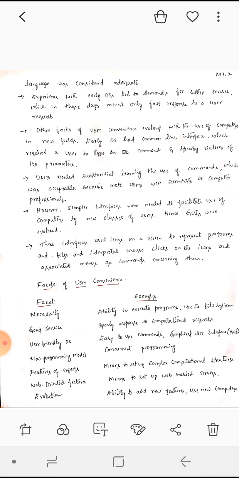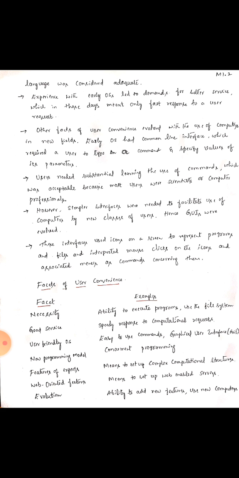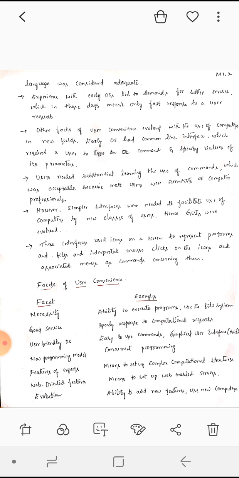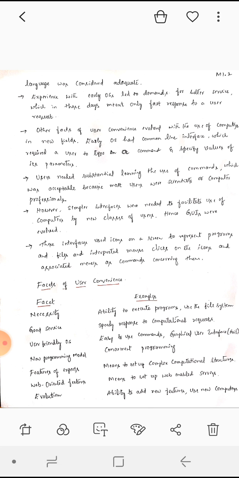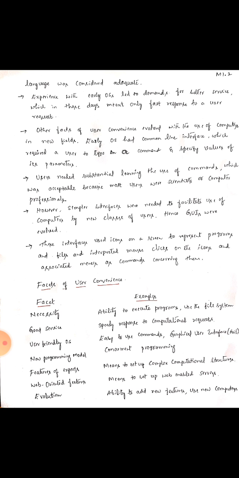Let's discuss what the different features an OS should have are. The first facet we have is necessity: how often it is needed. So it is how easily you can execute programs. For example, how easily you can execute programs and use the different filing systems. The second feature we can take is good service. Good service is where you get the fastest response for the request you are giving.